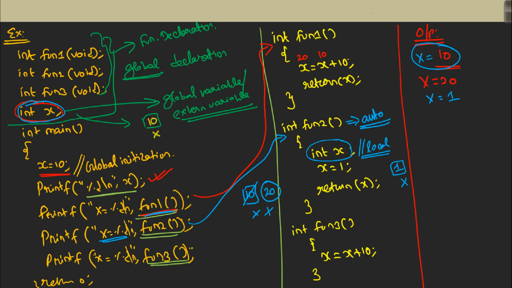Okay, and then function 3. You are coming back to function 3, and what you are doing here is x equal to x plus 10. What is the value of x already? You are not declaring it here, you are simply using x. What is the value of x already here? 20.